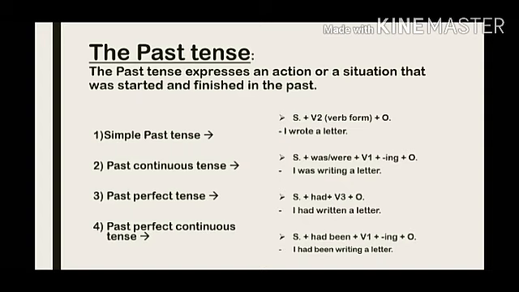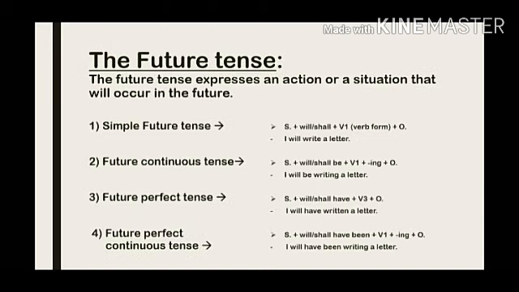Fourth, past perfect continuous tense. The sentence is I had been writing the letter. Here we use had been and V1 with ing. So the sentence is I had been writing the letter.